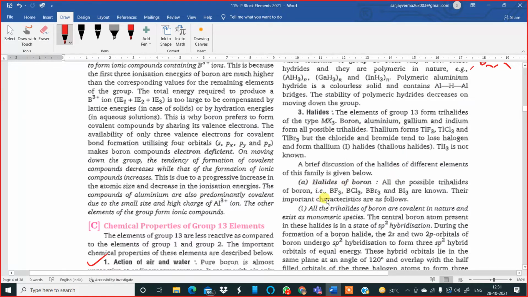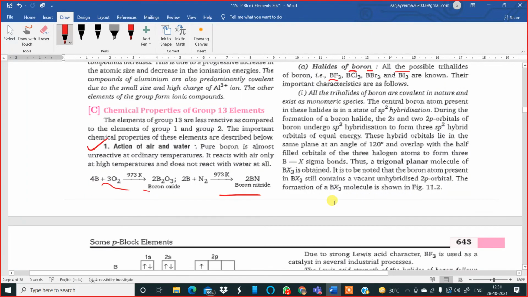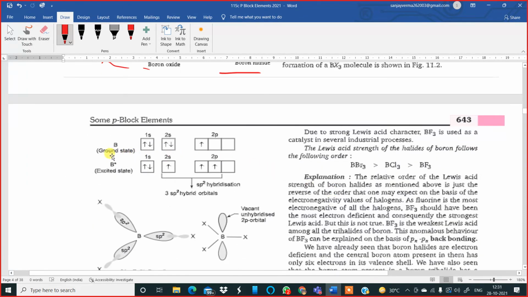Okay, only the examples you try to remember: BF3, BCl3, BBr3, BI3. The rest is not required. Then here the reasoning is given.